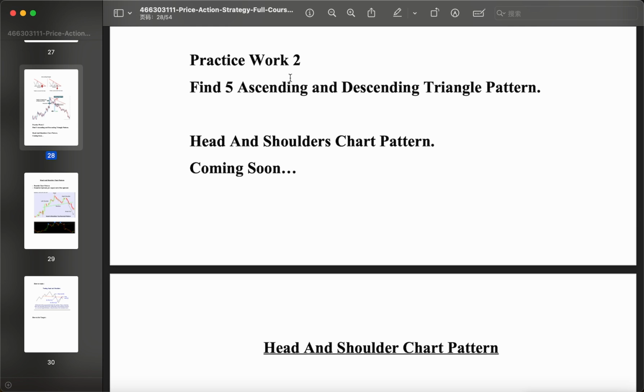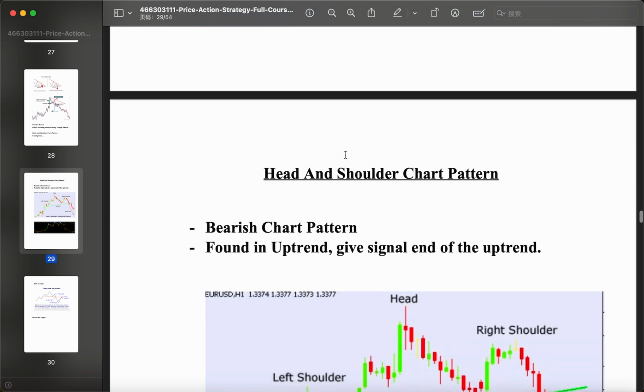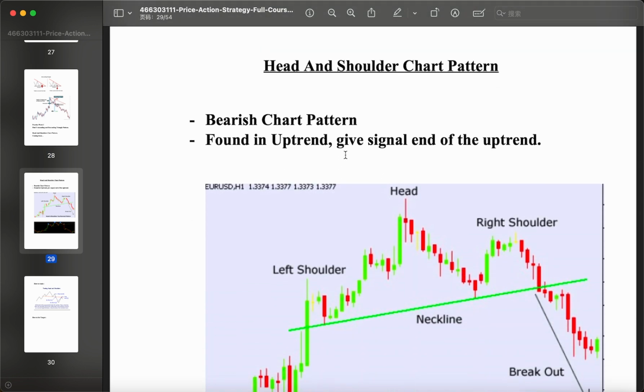Practice work to find ascending and descending triangle patterns. My advice is that you can take out a daily chart or maybe a monthly chart of the S&P and try your best to find ascending triangles and descending triangles, and kind of draw that on paper.